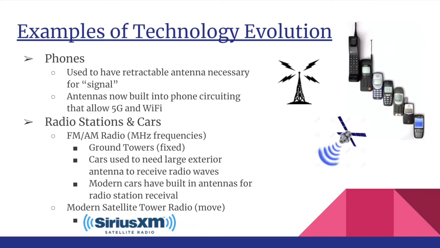Throughout our lives, we've seen technology evolve, whether it's been through the introduction of smarter phones, modern cars, or different platforms for radio broadcasting. Antennas are a type of sensor that are crucial for wireless signaling and have been incorporated into the circuiting of our devices, instead of having exterior antenna on phones or cars.